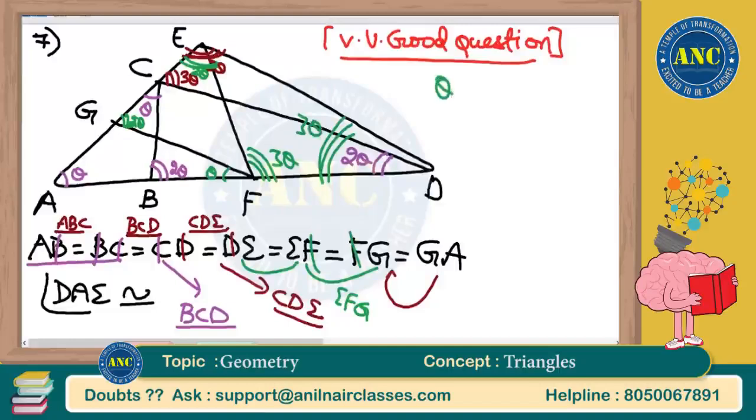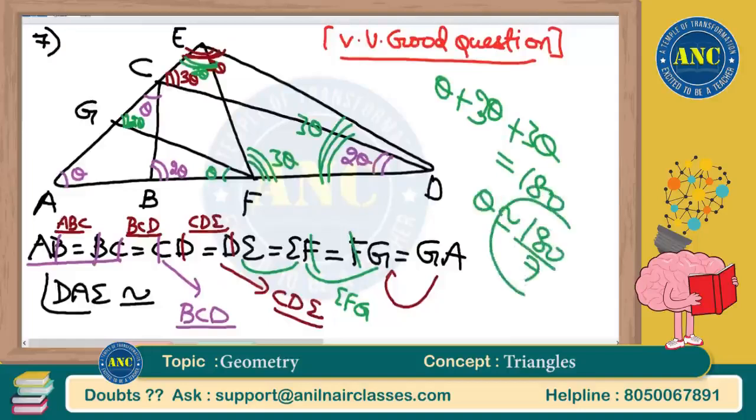So one is theta, another is 3 theta, another is also 3 theta. 7 theta is equivalent to 180. Theta is nothing but 180 by 7. I will solve the problem once again in case it is tough for you. Look once again, sir.